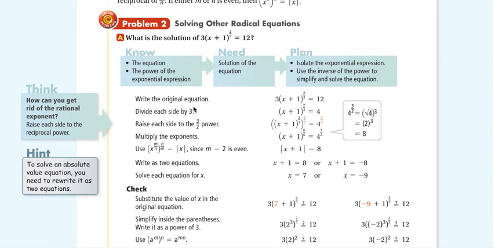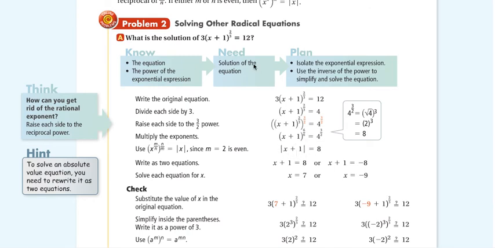Alright, let's go ahead and write down the original equation. Notice that to solve the part with the exponent, you're going to divide both sides by 3. Then to get rid of the exponent of 2 over 3, we're going to use the inverse. We're going to raise each side to 3 over 2. Next, we're going to multiply the exponents, because when we raise it to a power, we multiply. So 2 times 3 is 6, and 3 times 2 is 6. 6 over 6 is 1. So that simplifies over here to x plus 1.